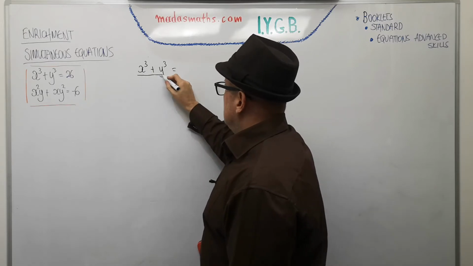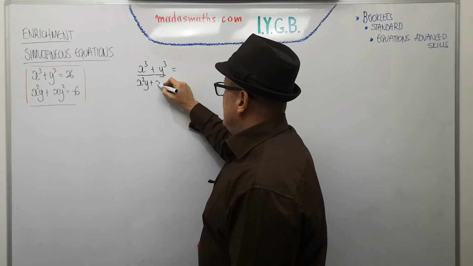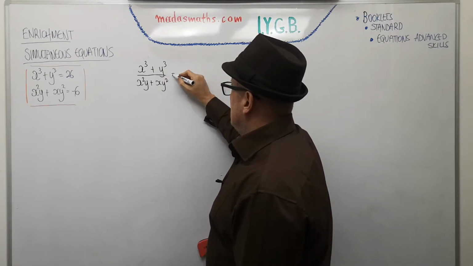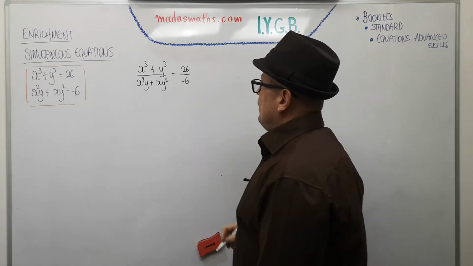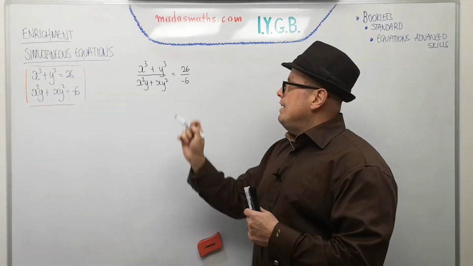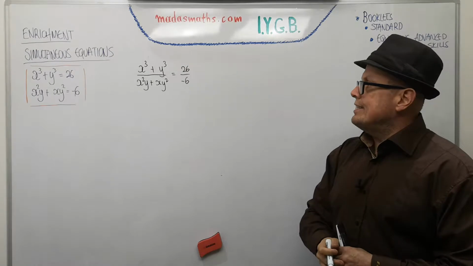Let's write it dividing. I'm not going to put the extra line, I'm just going to write straight away. When we do that, we should get 26 divided by minus 6. The special feature that appears in there is that on the left hand side, this fraction has a homogeneous structure.